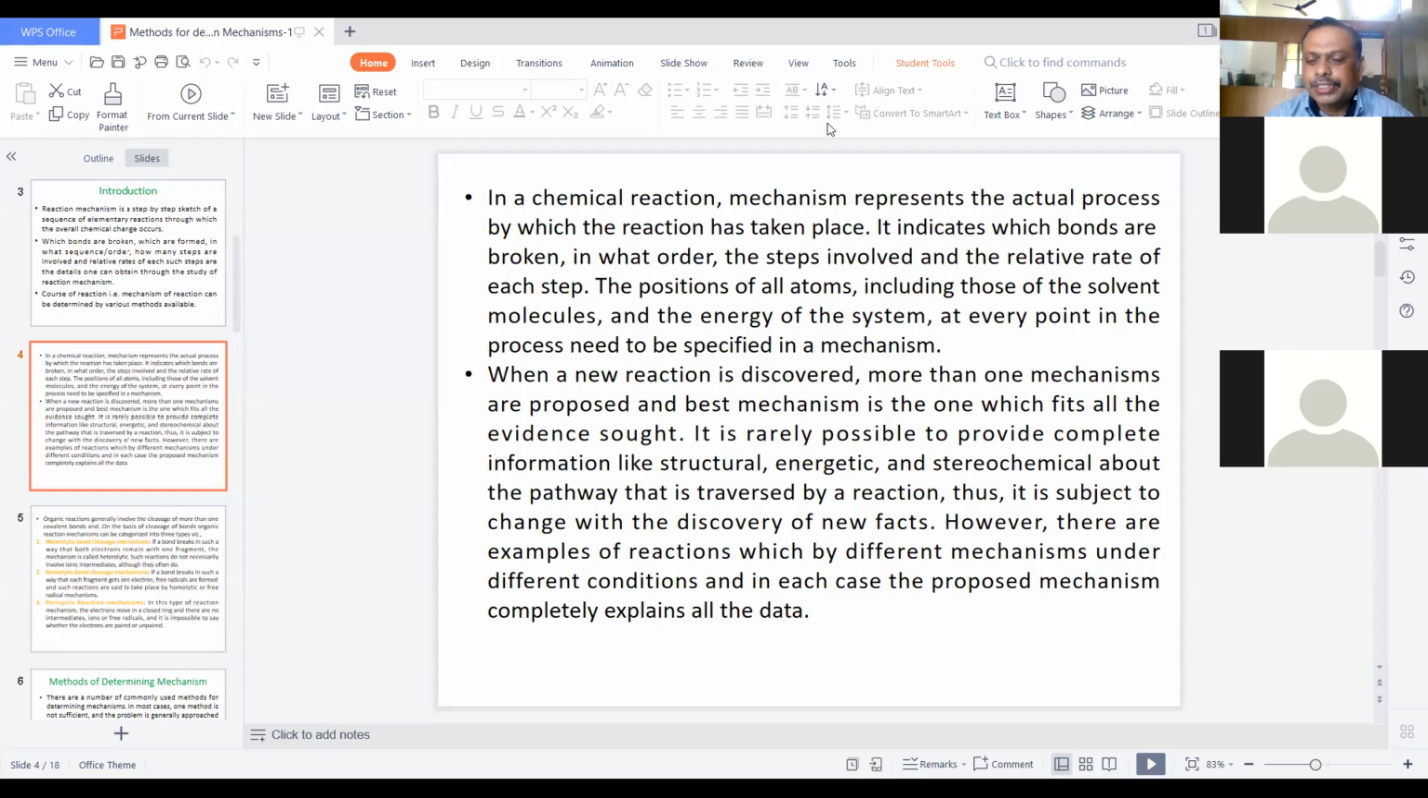When a new reaction is discovered, we design or discover new reactions, and more than one mechanism may be proposed.